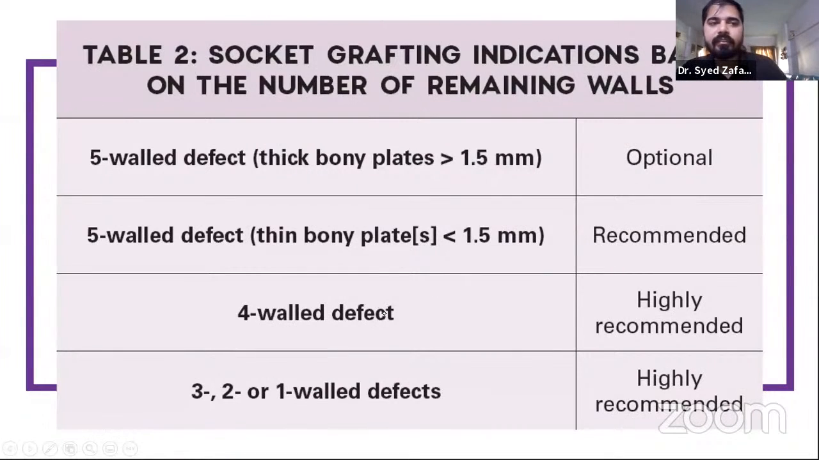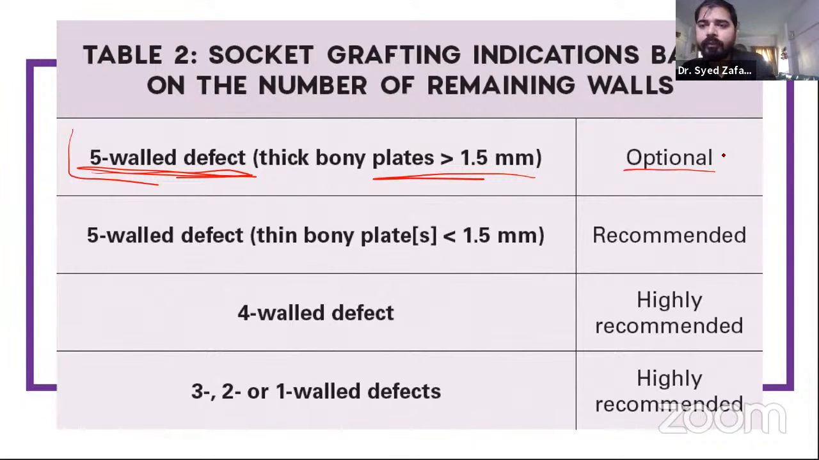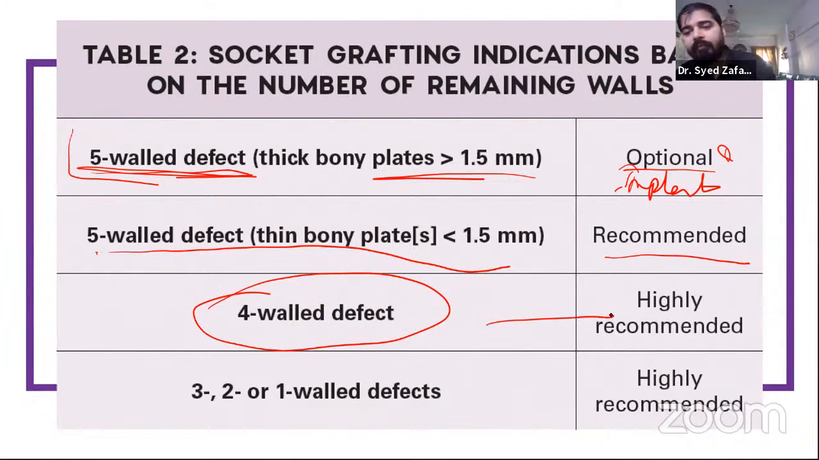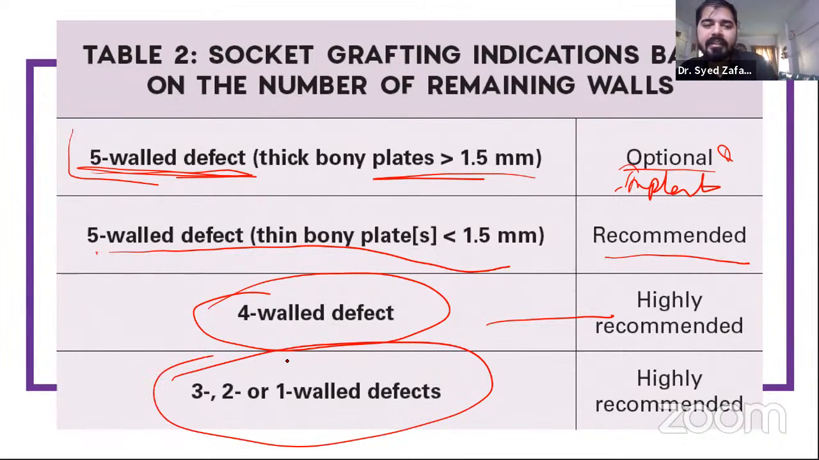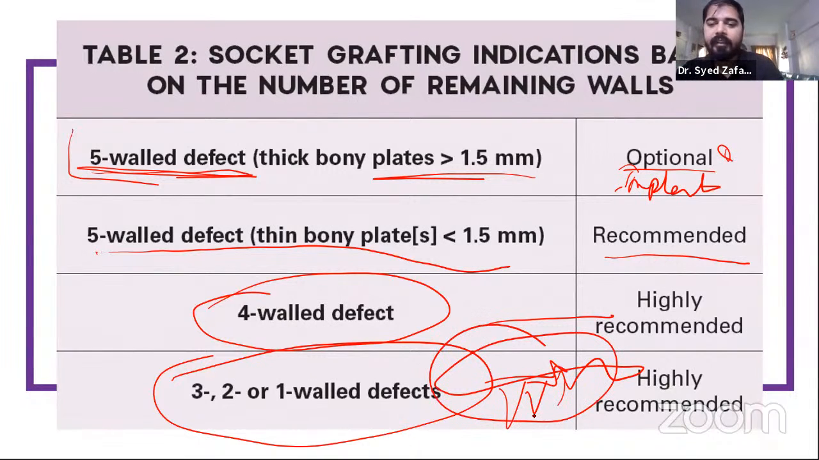look at this chart. This is the chart I was telling you about. If there are 5 walls and all walls are intact and thick, bone graft is optional, but you can place the implant with immediate loading. If it is thin, it is recommended. If there is a 4 wall defect, highly recommended. If there are 2, 3 or 1 walls, it is very, very highly recommended. You have to place something in it.